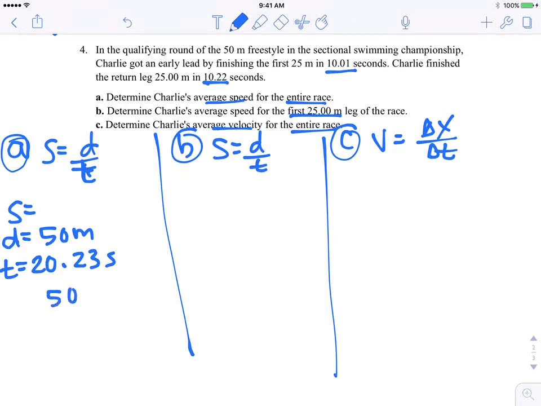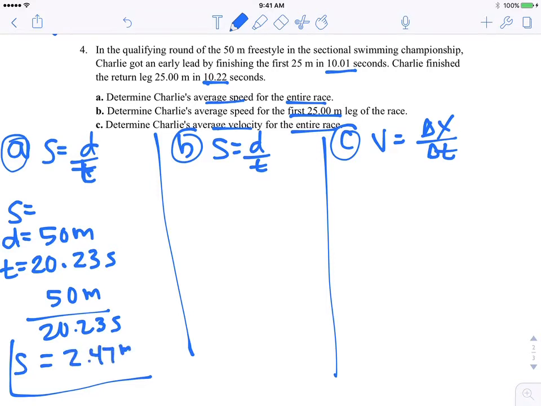So let's plug and chug for A. We have 50 meters, which is our distance, over a time of 20.23 seconds. I put that in my calculator and I got 2.47 meters per second. So his speed for the entire race was 2.47 meters per second. That was his average speed for the 50 meters.